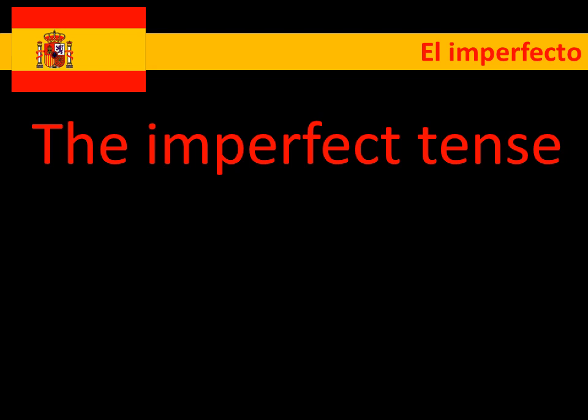Well, we've already seen the past tense, and this is one of the past tenses. We've already looked at the preterite tense, which we talked about being a completed action, or with a very fixed time frame. And the imperfect tense is different to that. So let's have a look at some of the uses.